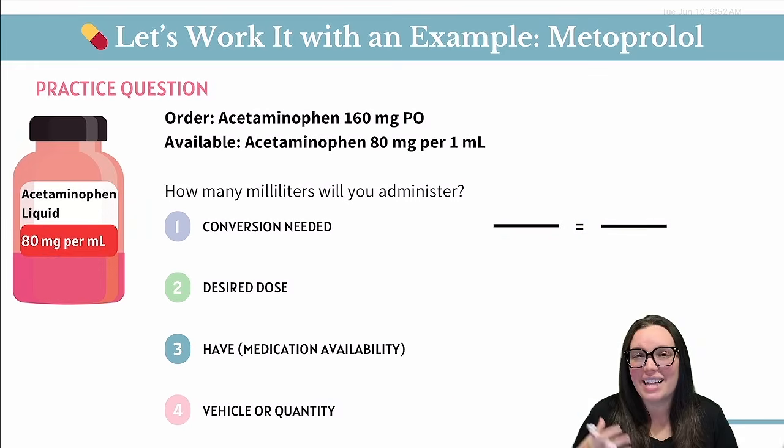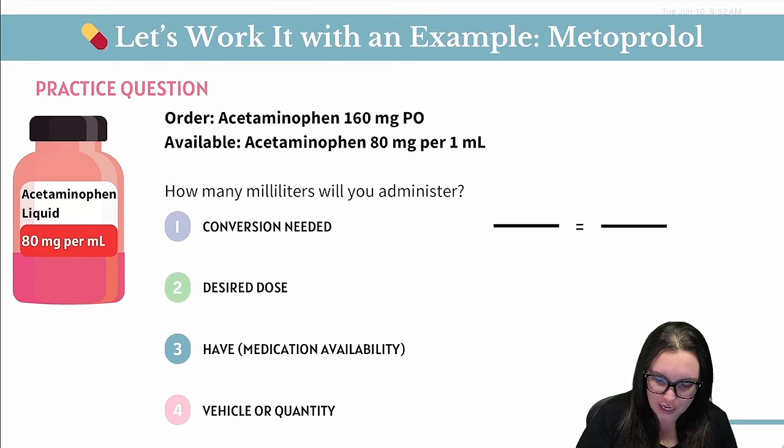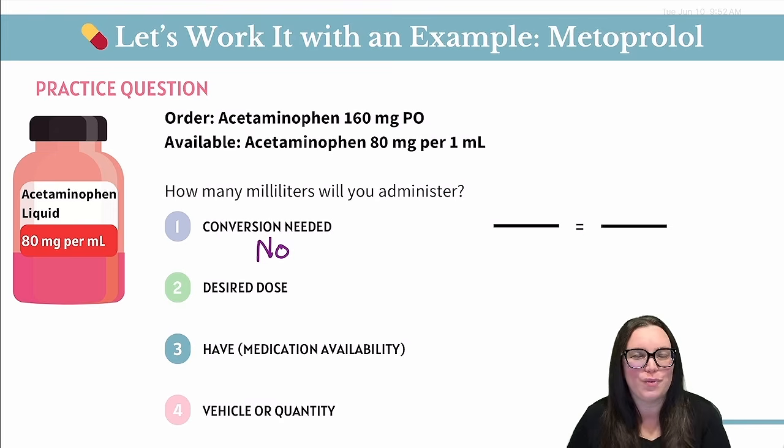Now let's do our last practice question. The order states that we need to give acetaminophen 160 milligrams PO, and that acetaminophen is available in 80 milligrams per 1 mL. So how many milliliters are we going to be giving to this patient? Based on what I see here, do I need to do a conversion? What I have ordered is milligrams and what's available is milligrams. So no, we will not have to do a conversion for this problem.